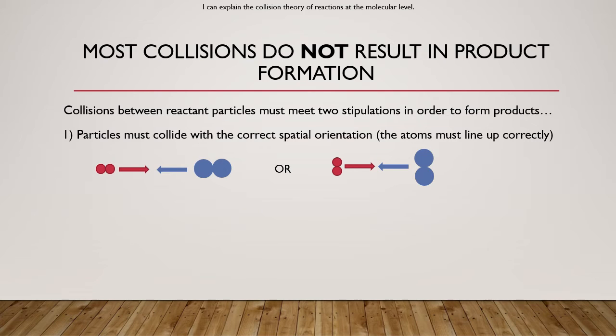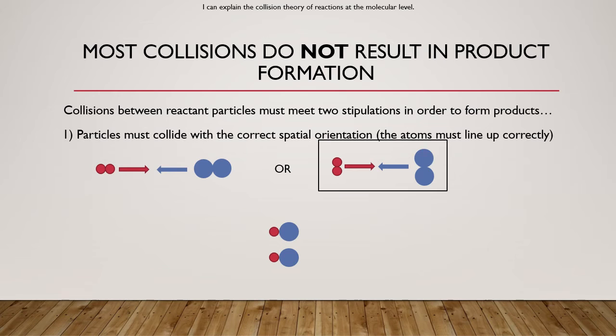Ask yourself this: which of these two orientations is more likely to give us this? In which scenario do the atoms line up more correctly in order to form these products? So if you just look at the orientation or the direction of the molecules, you'll see that this second possibility is the one that lines up best.